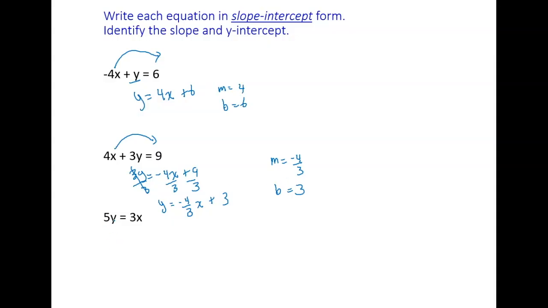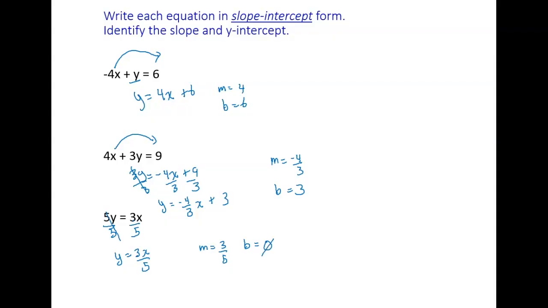Last one here. I don't have anything to bring over, but I do have to divide by 5 to get rid of it, right? So I get y equals 3x over 5. Now, my slope is the one attached to my x, so it's 3 over 5. My y-intercept, it's not nothing. Like it doesn't, sorry, it exists.